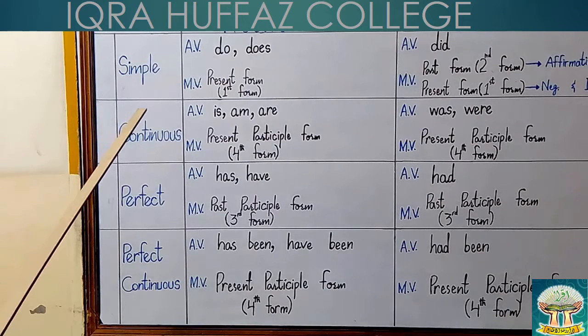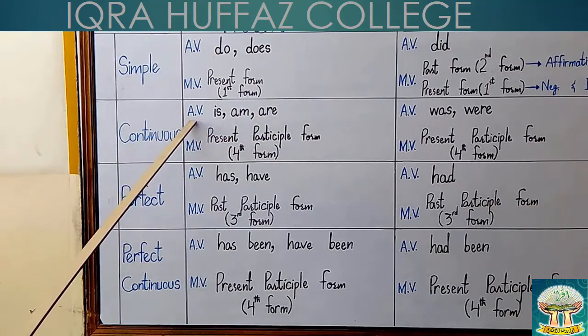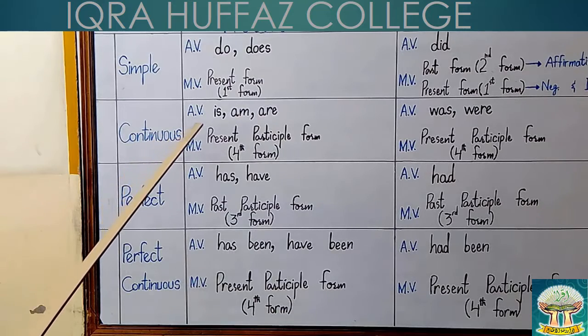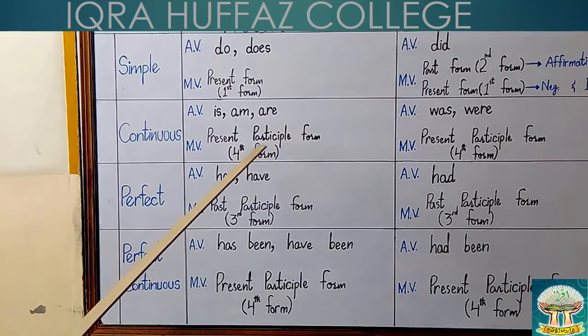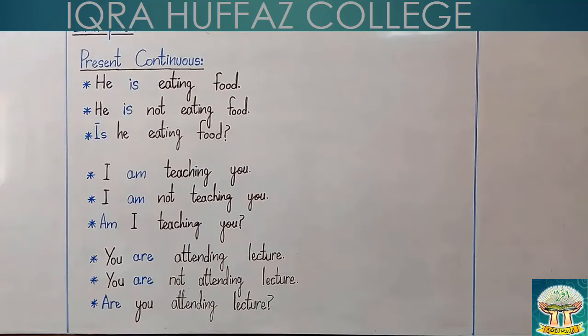Now present continuous. We use is, am, are as auxiliary verbs in present continuous, and we use the present participle form, which means the fourth form of the main verb, in present continuous sentences. The usage of is, am and are is exemplified on the board here. The first auxiliary verb is is. He is eating food. He is not eating food. Is he eating food? So you can see the usage of is in present continuous tense.